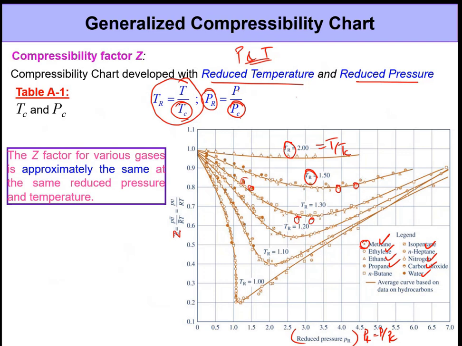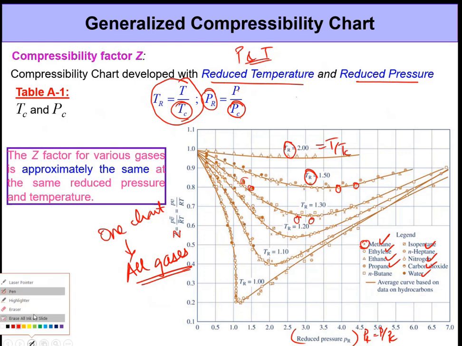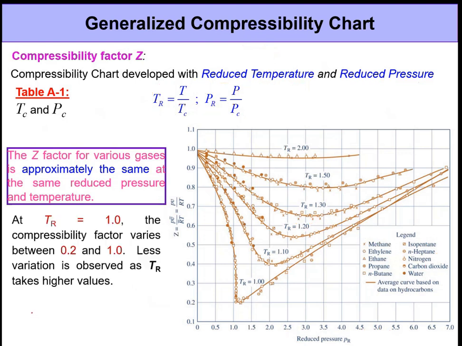So the basic idea is that as long as you're plotting in terms of reduced temperature and reduced pressure, the plot lines up. One chart works for all gases, as long as the chart is drawn with respect to reduced temperature and reduced pressure. So that's the brilliant thing, and this is extremely useful for us.